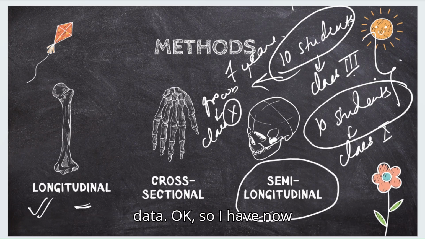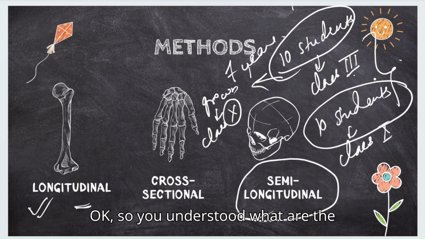Okay. So I now have 20 students: 10 from 7 years back, class 10 students, and 10 from 7 years later, class 10 students. So I have 20. I'll get a much more accurate type of data for the studies. Okay, so you understood what the methods are.